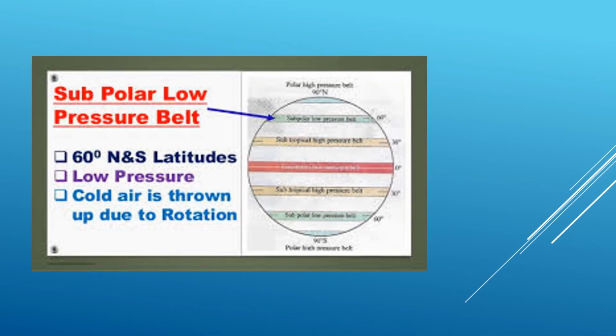The third pressure belt is the subpolar low pressure belt, which lies between 60 to 70 degree north and south of the equator. Now, if you see, the latitude is very high. Still, it has low pressure. So, what is the reason? In the next slide, I'll explain the reason.